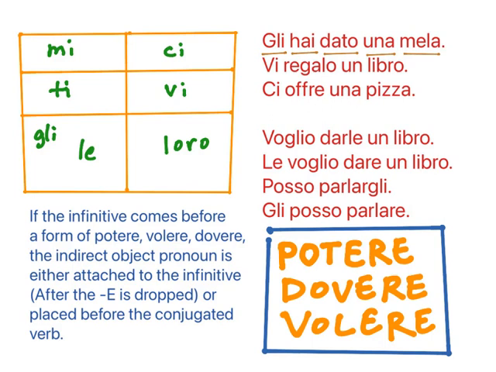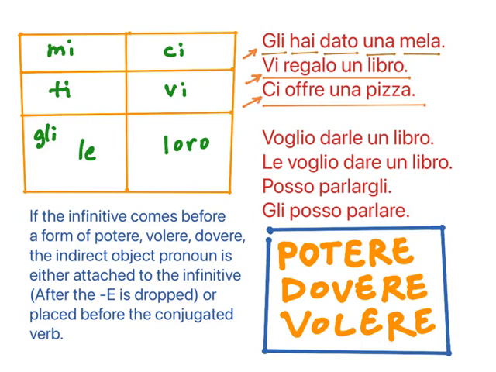Okay? The next one is vi regalo un libro. And you see here that vi is you plural. To you, I give a book. Note that the word order in English is not I give you a book, but to you, I give a book. So the indirect object pronoun is preceding the conjugated verb. The next case would be ci offre una pizza.